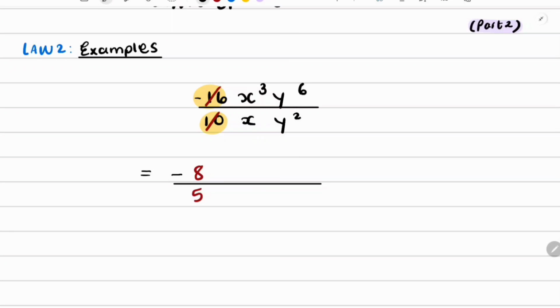Okay, so we got our numerator and denominator with regards to our coefficients, and then we're going to deal with the exponents, or rather the variables and the exponents. So x to the power of 3 divided by x, you see that the bases are the same.